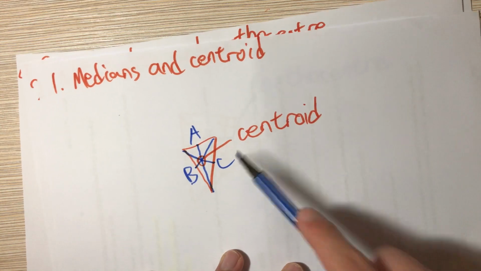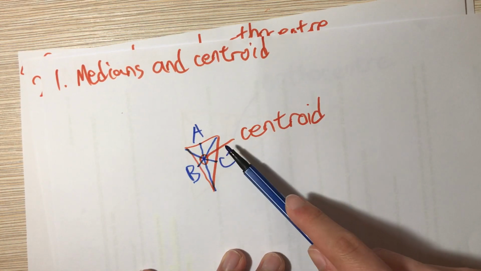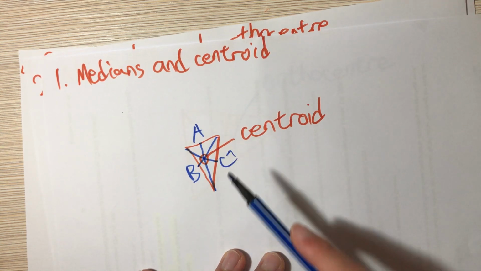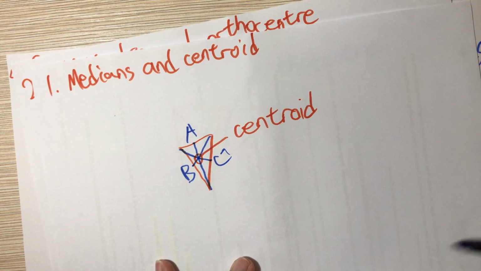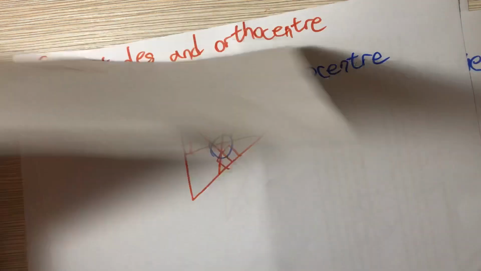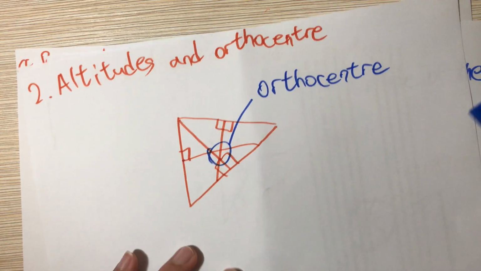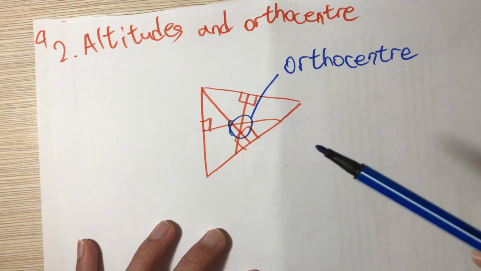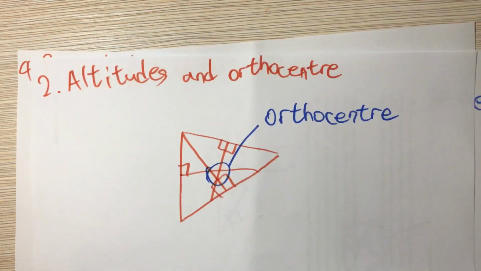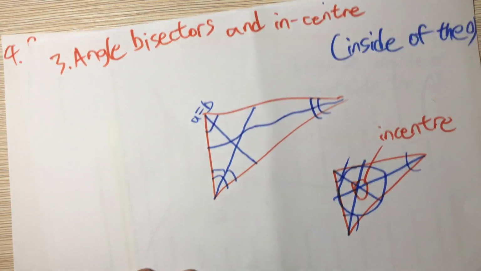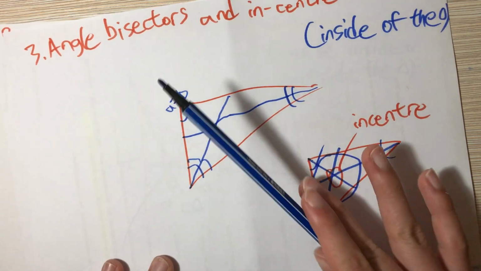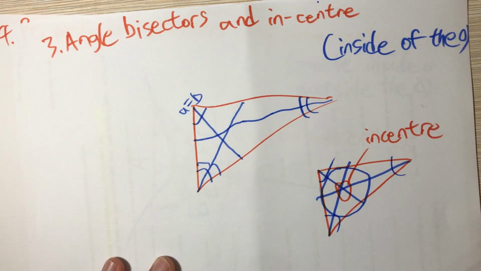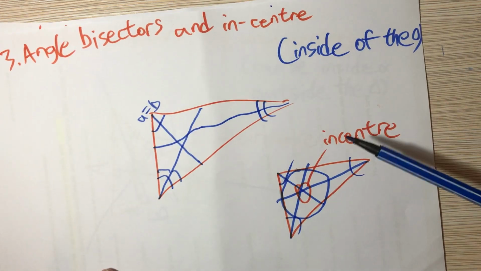Medians and centroid. Medians are lines constructed from the middle point of a side to the opposite angle, and the intersection is called the centroid. Altitudes are lines perpendicular to each opposite side, and the point where they intersect is the so-called orthocenter. Okay, an angle bisector is a line that bisects the angle. In other words, we can make these two angles the same, and then the intersection is the so-called incenter.